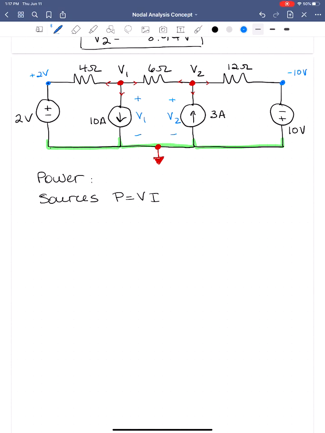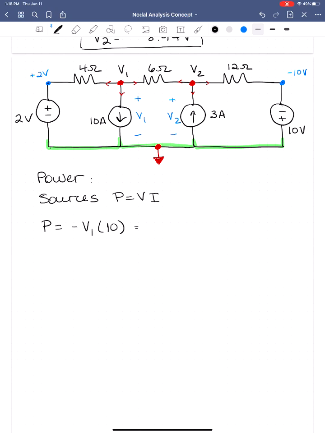Okay, so if we look at the 10 amp source, we're solving for power delivered, but the 10 amp source flows from plus to minus with respect to that voltage. No big deal. We can either solve for power absorbed and then switch it, or we could go ahead and switch it here in the equation. So P is equal to minus V1 times 10. The minus in front of V1 shifts the polarity, so we're solving for power delivered.